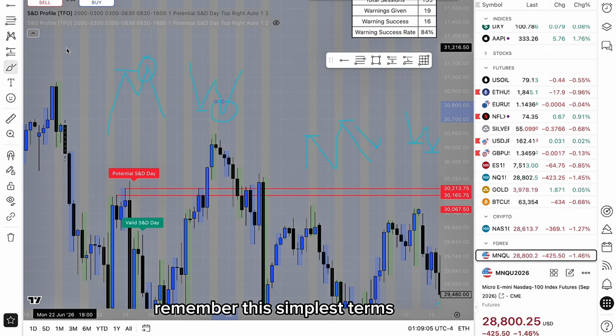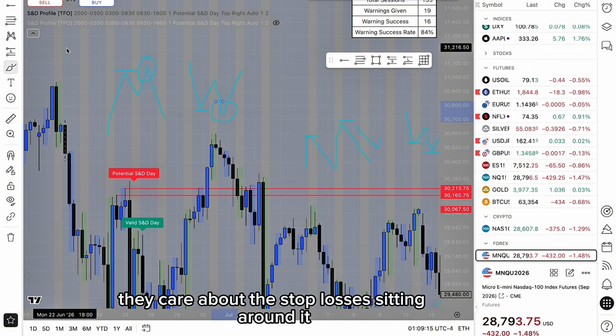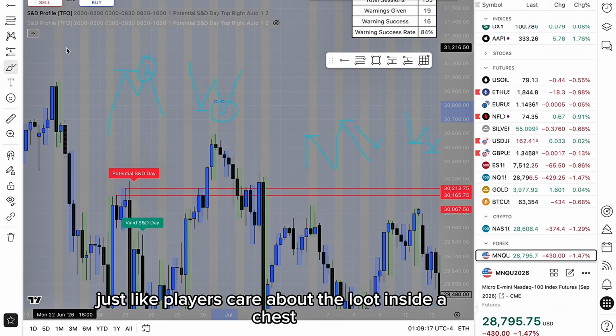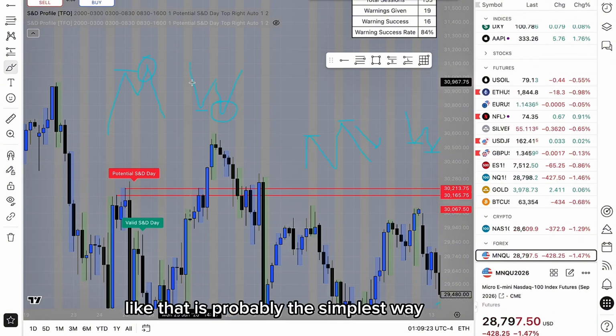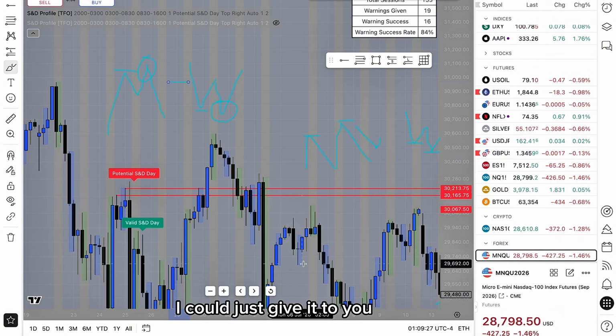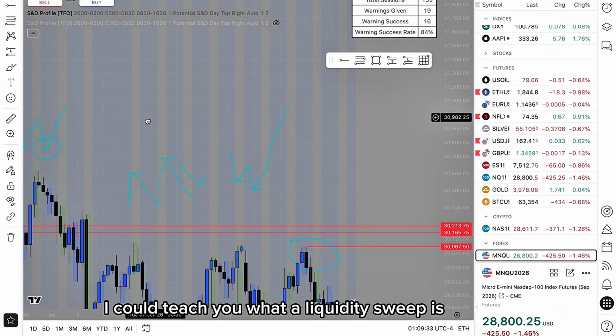Remember this, in simplest terms, a previous high is a loot chest, okay? And a previous low is also a loot chest. The banks don't care about the high or low itself. They care about the stop losses sitting around it. Just like players care about the loot inside a chest, they go and grab the loot first, then make the real move, okay? That is probably the simplest way I could teach you what a liquidity sweep is.